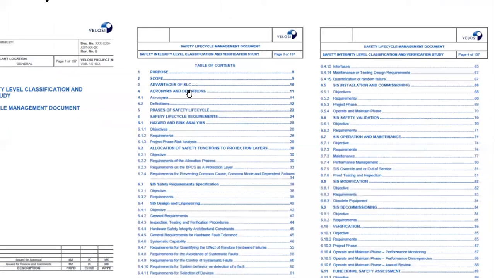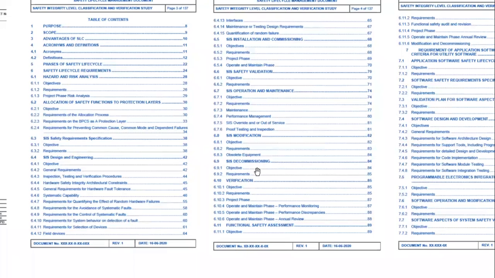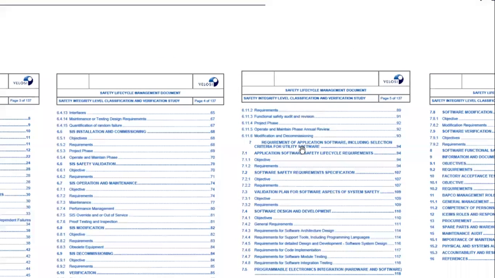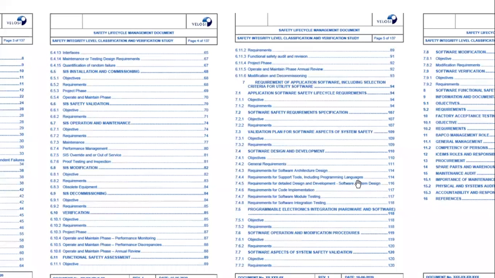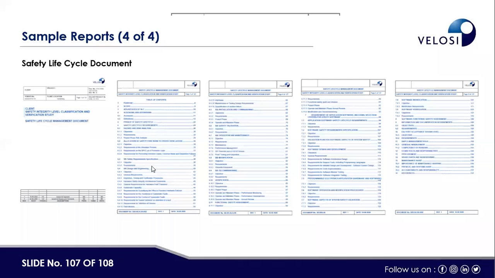It contains purpose, scope, advantages of safety lifecycle, abbreviations and definitions, phases of safety lifecycles, safety lifecycle requirements, hazard and risk analysis, allocation of safety functions to protection layers, SIS safety requirement specifications, SIS installation and commissioning phase, validation phase, operation and maintenance phase, modification phase, decommissioning phase, verification phase, and then functional safety assessment, and then requirements of application software, including selection criteria for utility software. All this was the content of this safety lifecycle document, which we have prepared as a part of our deliverable.